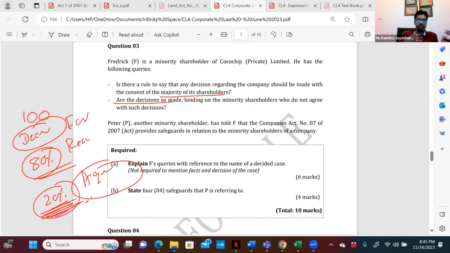Then can the minority say, even though you agree, we are not bound by this decision? You guys have consented, but we have not consented, therefore we are not bound. Can you say that? No, you can't. If the majority has made a decision, the minority is bound by that decision. That's the answer to the next part of the question. Are the decisions so made binding on the minority shareholders who do not agree with such decision? Again, yes. The minority shareholders are bound by the decision made by the majority.